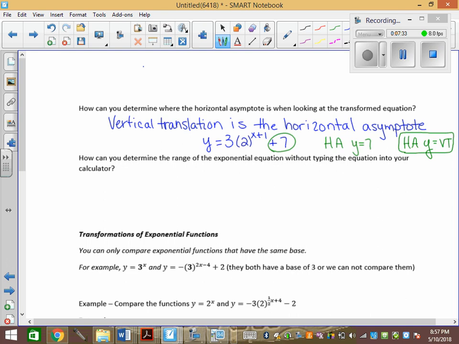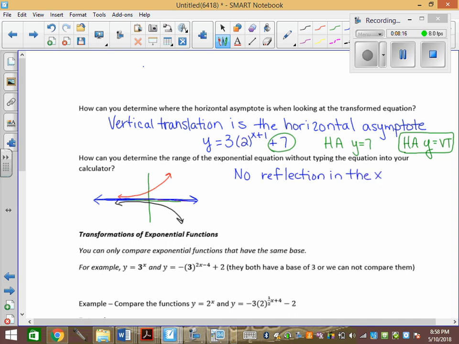How can you determine the range of an exponential equation without typing the equation into your calculator? Well, your range on a basic function, no transformation, is going to be greater than 0. The only thing that can make it be less than 0 is a reflection in the x-axis. If I reflect in this, then my range will be less than the asymptote. So, no reflection in the x-axis.